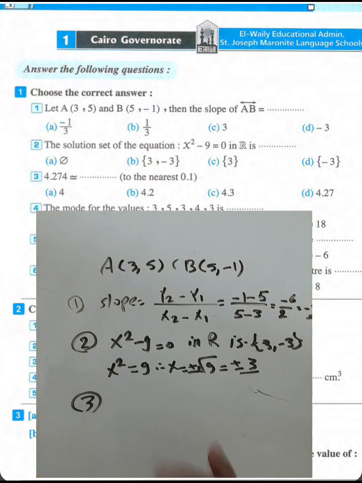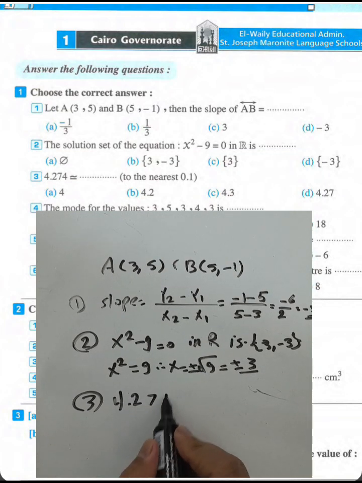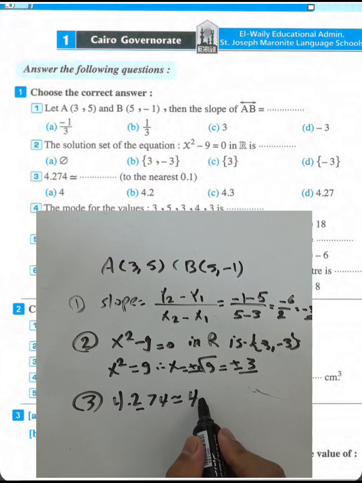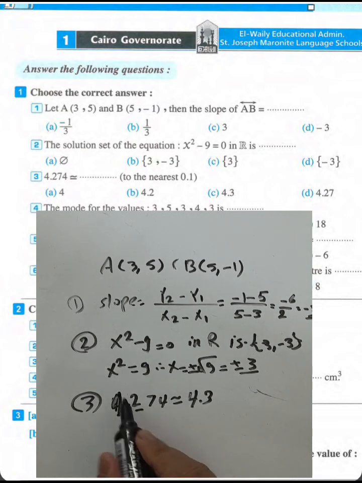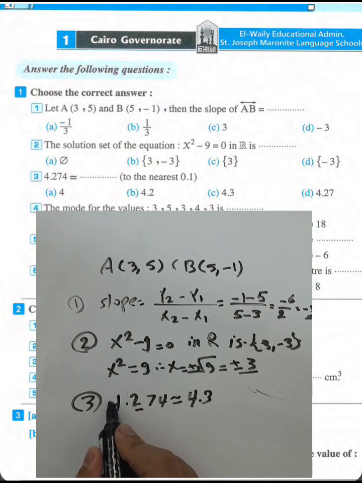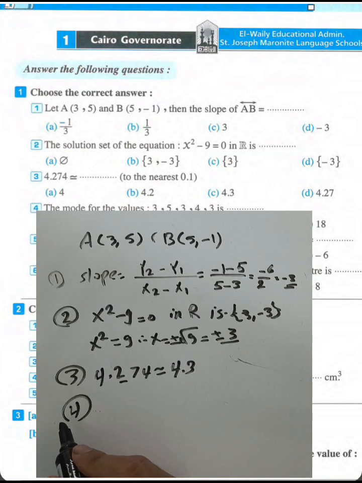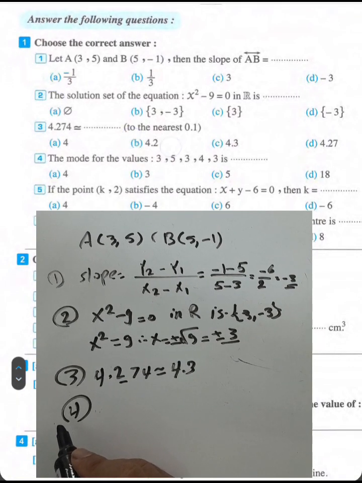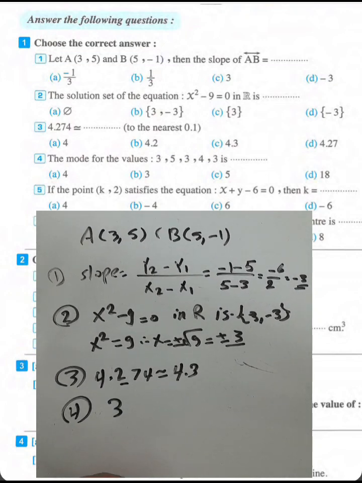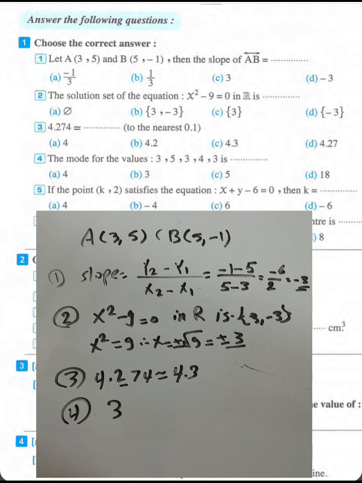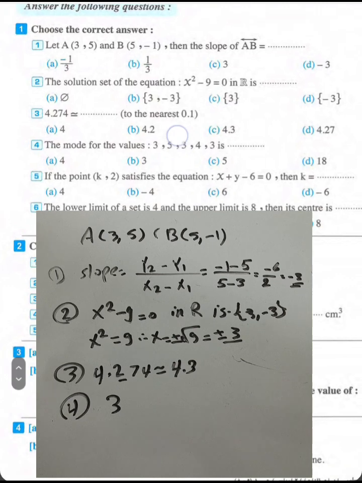Question number 3. Approximating 4.27 to the nearest tenths, the tenths digit here is 2. 7 can give 1 to the digit 2, so 2 will be 3. The result will be 4.3. Question number 4. The mode of the values here 3, 3, 3, it will be 3 because the mode refers to the number which repeats most among all values. Choose letter B.